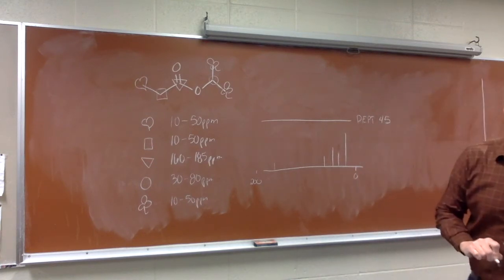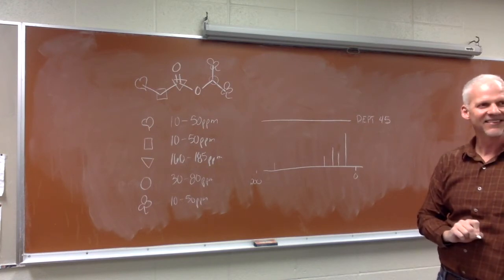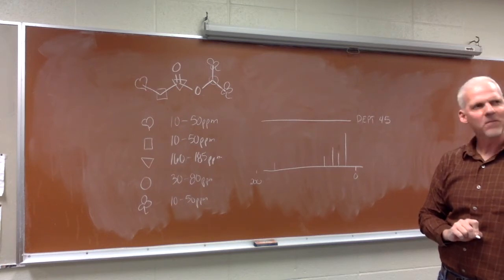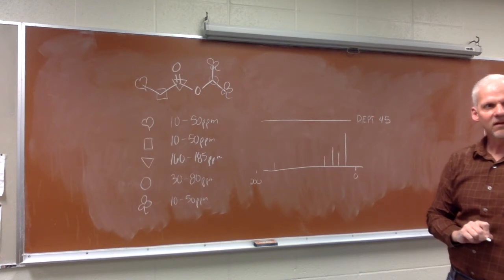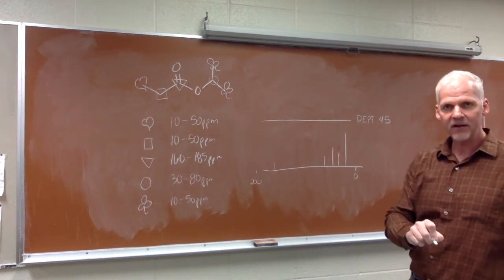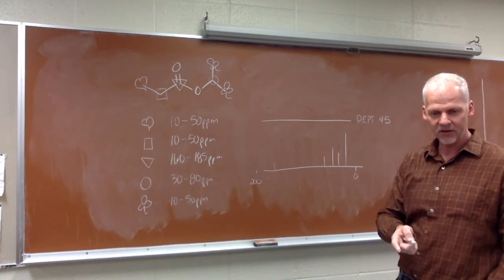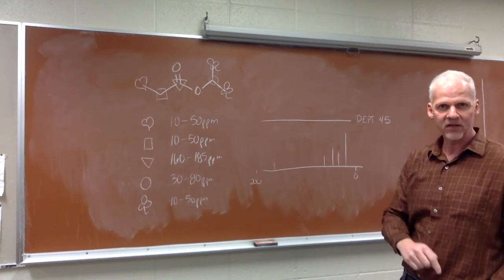Dr. O'Reilly, what do we see in the DEPT 45 experiment? That shows everything except for quaternary carbons. Yeah. So the quaternary carbons are going to disappear, poof, but the rest of them will still be in the spectrum. That's right. So basically, if the carbon has a hydrogen bonded to it, it's going to show in the DEPT 45. If a carbon does not have a hydrogen bonded to it, we call that a quaternary carbon, and then it won't show in the DEPT 45.